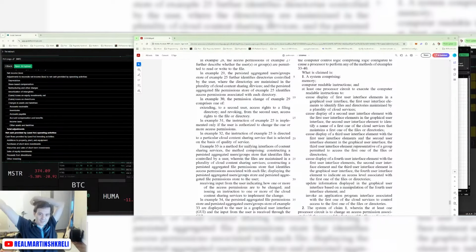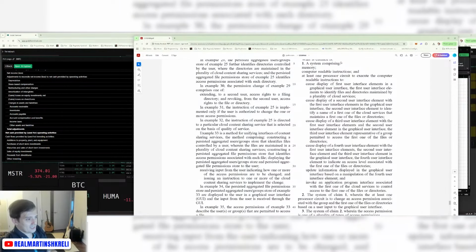But this is why Elon doesn't care about his patents, because it's all a game that doesn't really mean a lot. Now in pharma it means a lot, but in the rest of the world it means a lot less. So they're claiming they invented a system comprising memory, computer readable instructions, and at least one processor circuit to execute the computer readable instructions, to cause the display of a user interface element in a GUI, the first user interface elements to identify files and directories maintained by a plurality of cloud services. This is like a cloud aggregator.